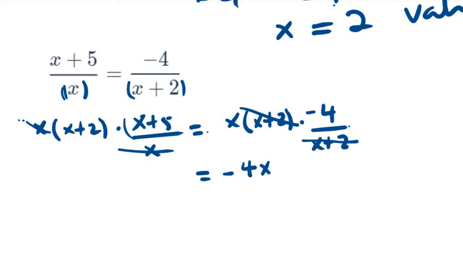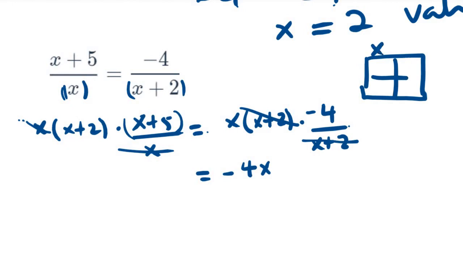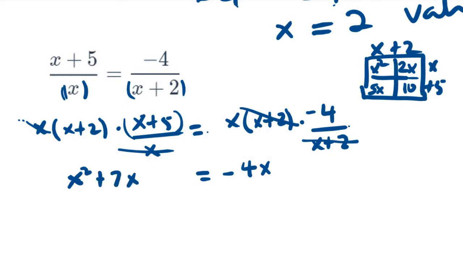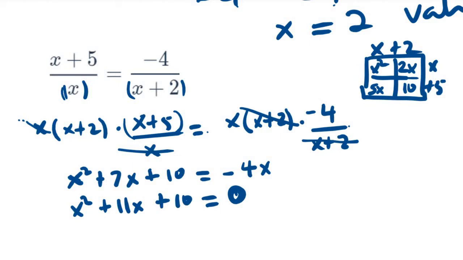And on the left side, we have to do FOIL on this together. If you FOIL those, or use the tabular method, x plus 2, x plus 5, you have x squared and 2x and 5x and 10. So the left side will be x squared plus 7x plus 10. Now this is a quadratic equation. We can get a 0 on one side if we add 4x to both sides. So that will be x squared plus 11x, 7 plus 4 is 11, plus 10. And then we can factor this, like x plus 1, x plus 10 equals 0.